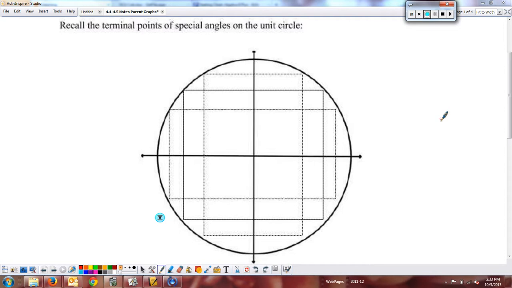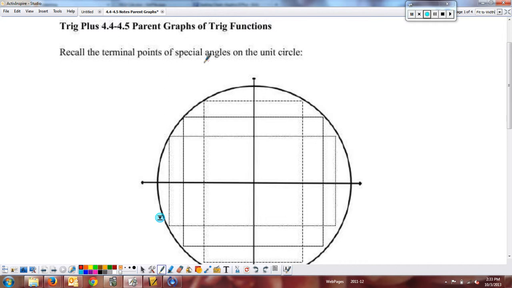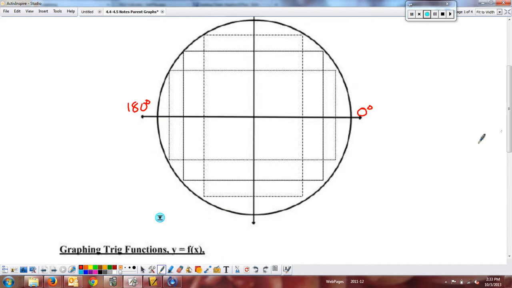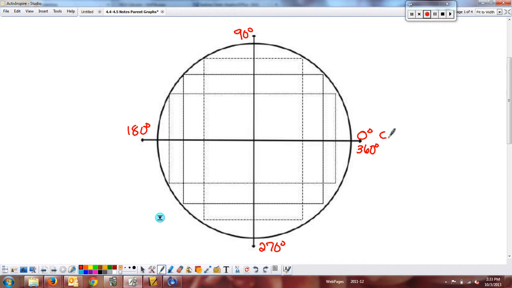So the first thing that we're going to do in this set of notes, which you have been given a copy of in class, what you're going to need to do, if you have not done that at this point, is we need to recall the terminal points of the special angles on the unit circle. Our special angles, if you'll remind yourself, are going to be the quadrantal family members, 0, 90, 180, and 270. And we also like to include our 360. We are also going to think of these in radian measurement and actually prefer the radian measurement. So you do want to go ahead and add your radian measurement, which matches all the way around.